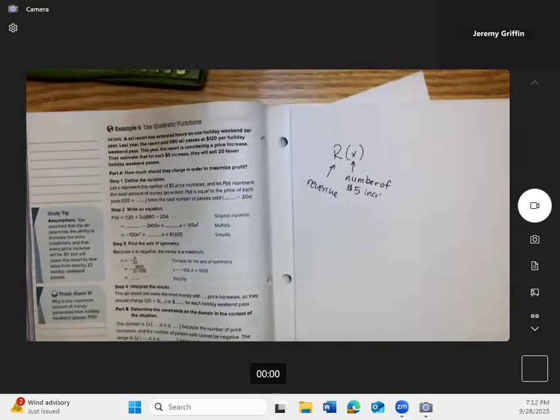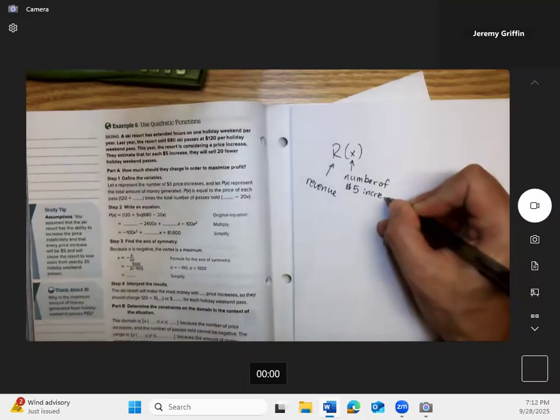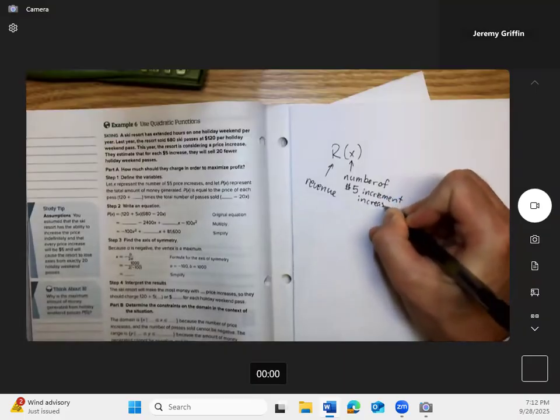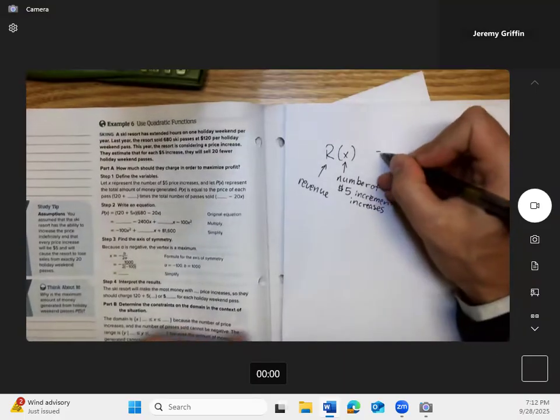Correct. It's increment. Let me look that up real fast. It's an I or an E there. Did a quick word check. It is an E. Increment increases.